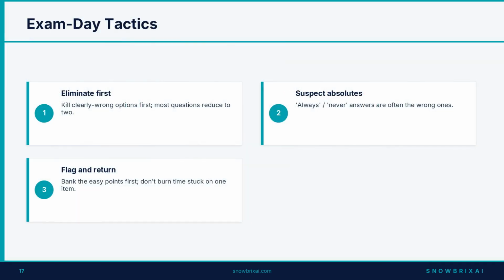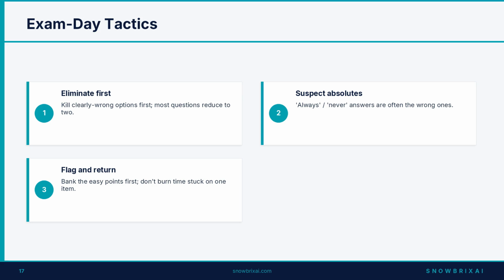Let us cover the exam day tactics, the things that win points in the room. First, eliminate the clearly wrong options before anything else. Most questions quietly reduce down to two real choices. Second, be suspicious of absolute answers. Always or never are often the trap.